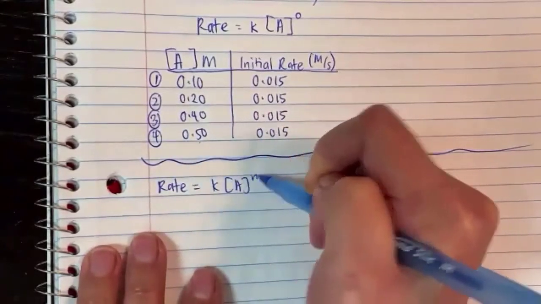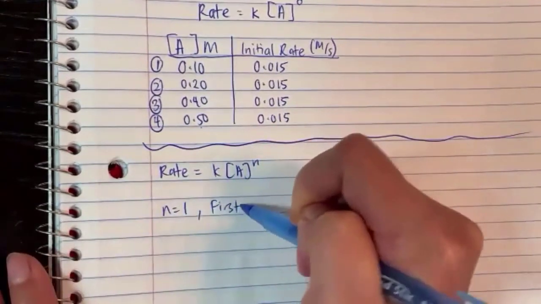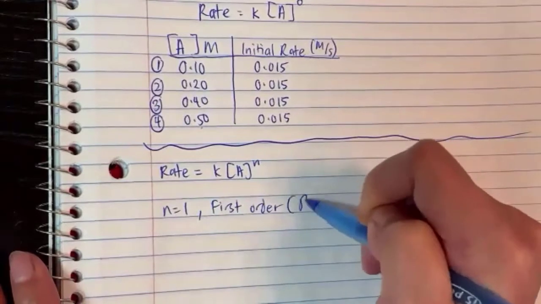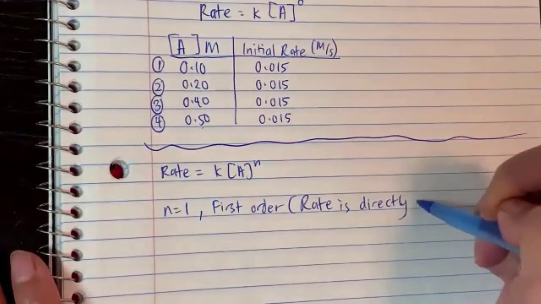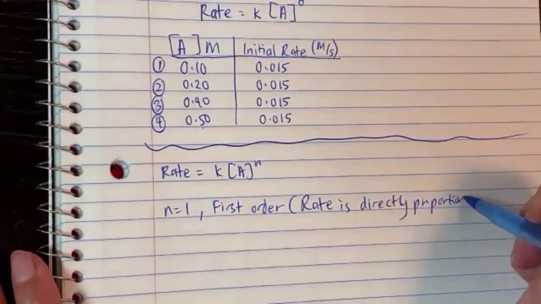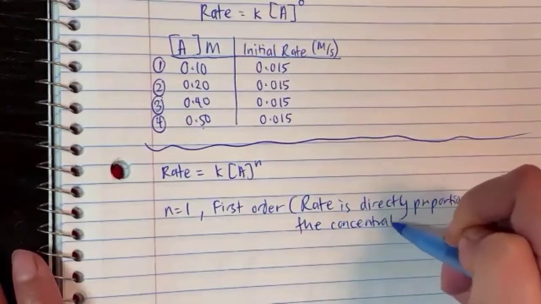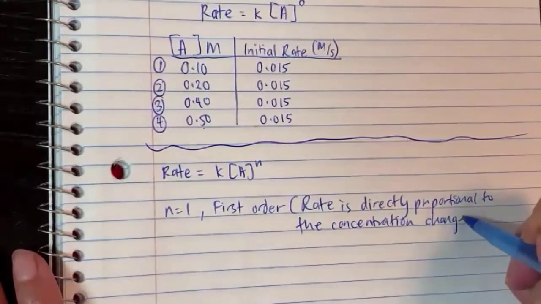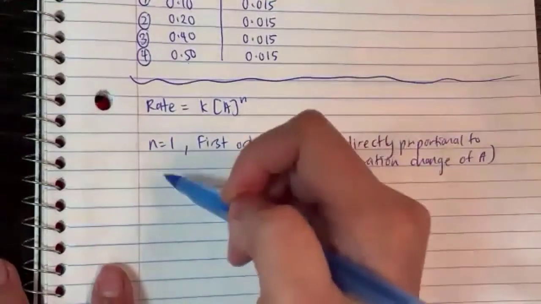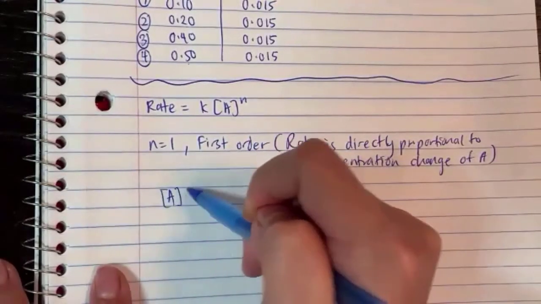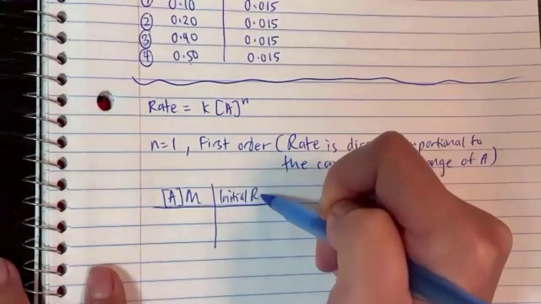Now, let's go and do the first order real quick. Rate equals k A to the power n. So for first order, n is 1. So in this case, rate is now directly proportional to the concentration change of A. Okay, so we have that. Now, if you were to see this on a table, it would not look like the zero order chart. It will look a little different because it's going to change. It's not going to stay stagnant in the rate the whole time.